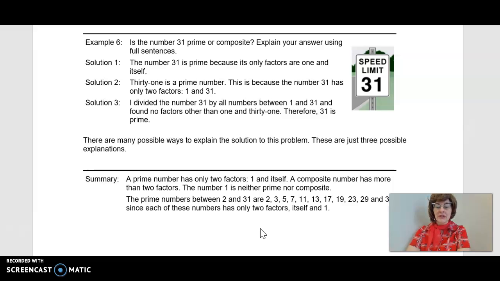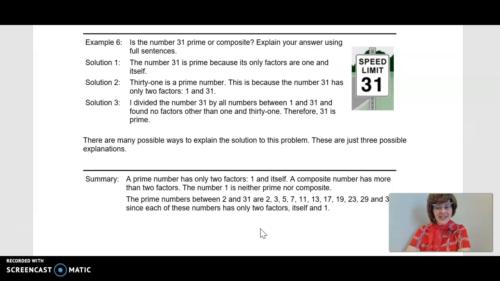So here we get down to number 6. Is the number 31 prime or composite? Explain your answer using full sentences. You know how much I love full sentences. The number 31 is prime because its only factors are 1 and itself. You could also say 31 is a prime number. This is because the number 31 has only 2 factors, 1 and 31.